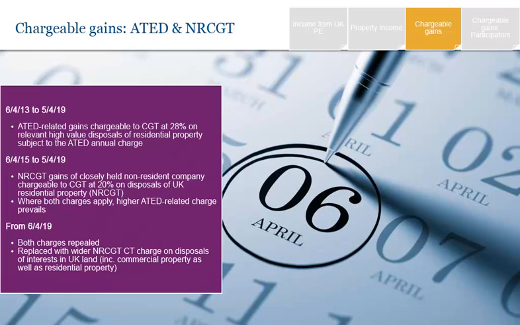The key development here is that both charges are repealed with effect from 6th April 2019, to be replaced with a wider NRCGT charge on gains on disposals of interests in UK land. This charge is a corporation tax charge, not CGT, and the assets within its scope are extended to include commercial property as well as residential property.